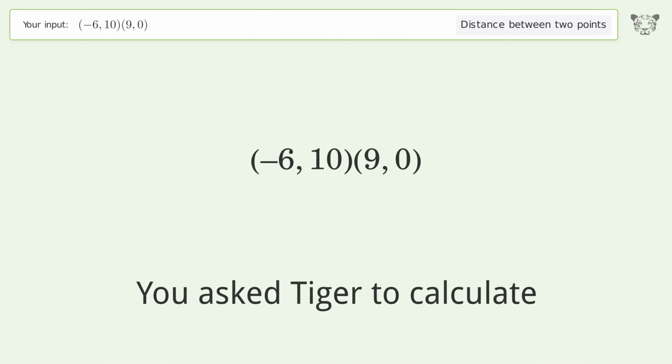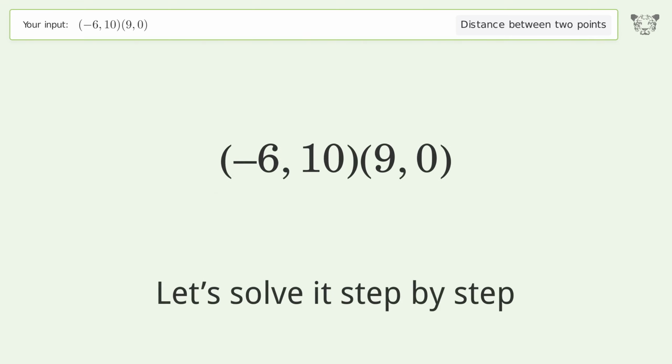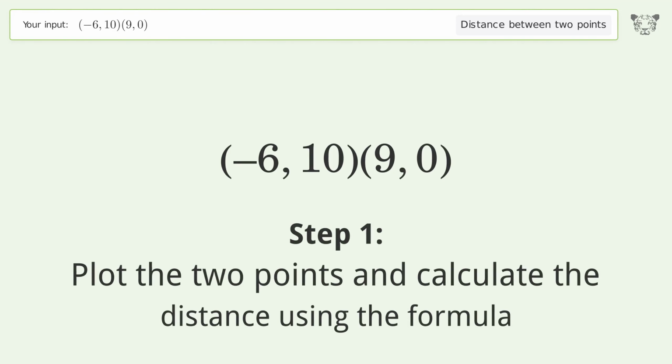You ask Tiger to calculate. This deals with the distance between 2 points. The distance between the 2 points is the square root of 325, or 18.028. Let's solve it step by step. Plot the 2 points and calculate the distance using the formula.